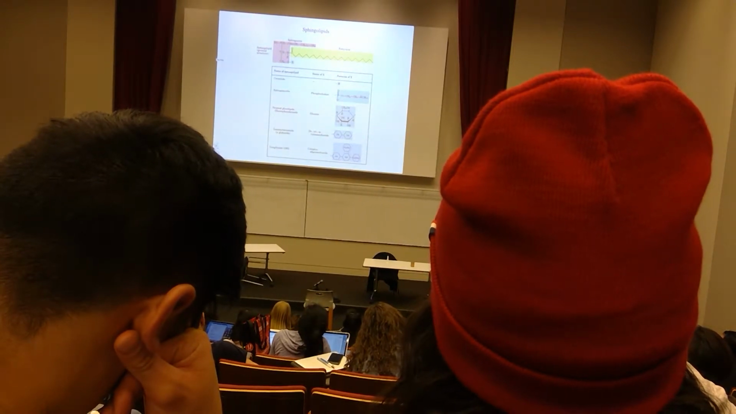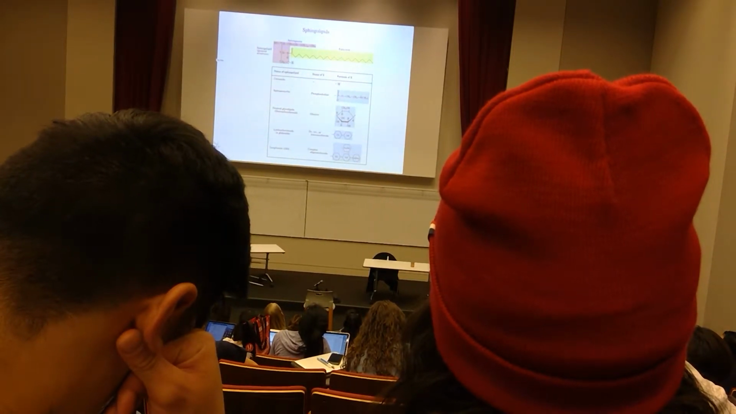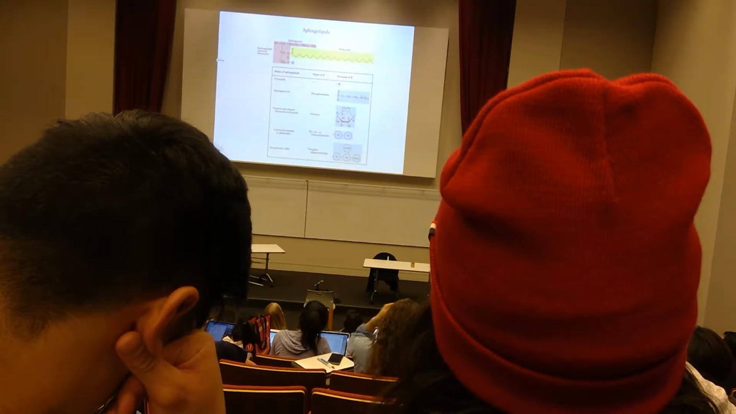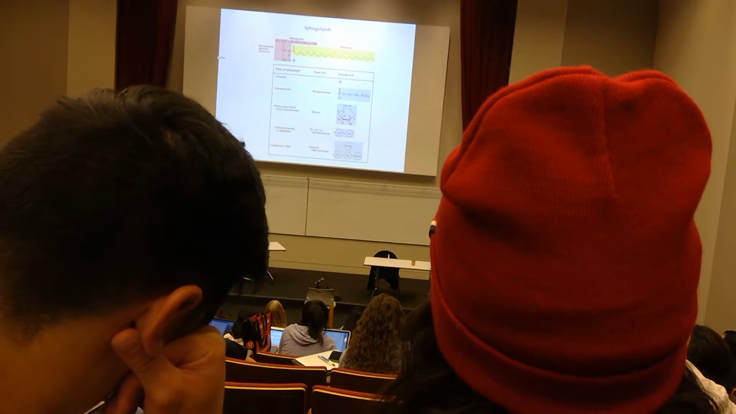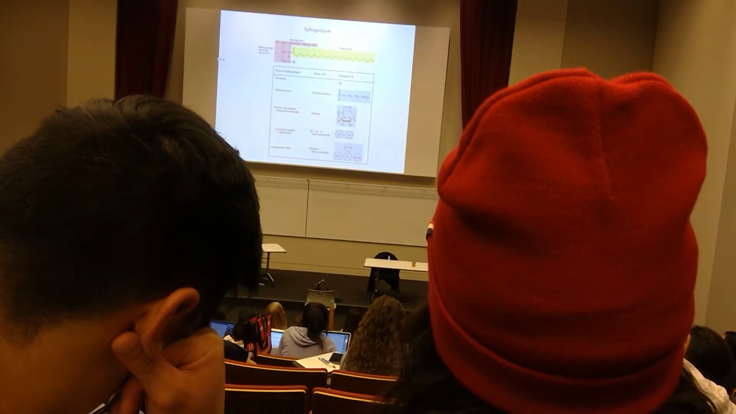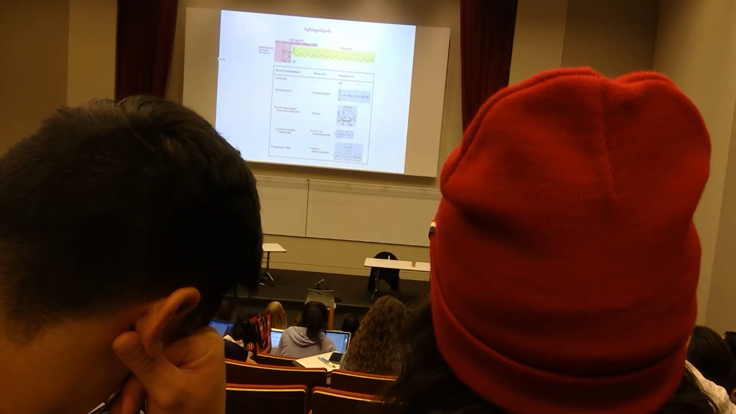So if we attach this phosphocholine group at this position, we get something called sphingomyelin. We can attach either monosaccharides, disaccharides, oligosaccharides at these positions of the lipid.